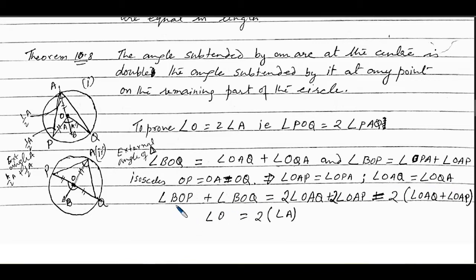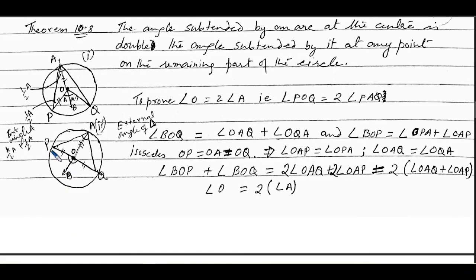Okay, so angle BOP plus angle BOQ is angle O. This angle plus this angle is angle O total. So that's what I have written. Just freeze it and see this step. So angle O, here angle POQ, is equal to twice of angle A. Angle A is PAQ.